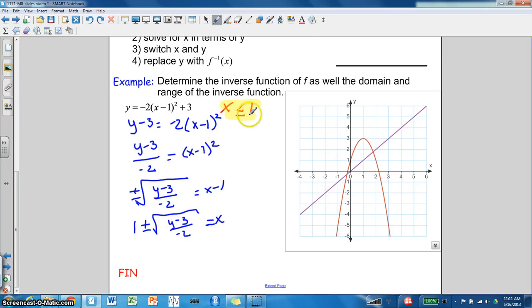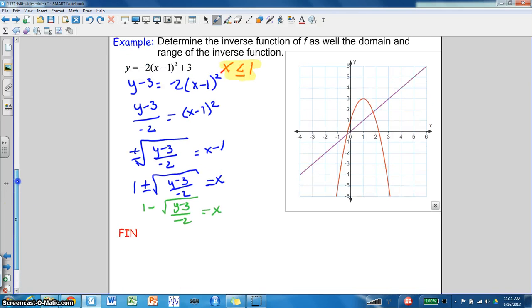Now I have to keep in mind my condition that I'm being given here, when x is less than 1. In order to get x being less than 1, I need to choose the minus sign. Why? Because I have 1 plus or minus a value, and this value is a square root. I don't care what is underneath, but the output of a square root function is always a positive number. So I need to be able to subtract a positive value. So I'm going to choose 1 minus the square root of y minus 3 over minus 2 is equal to x. Okay, so I solved for x.